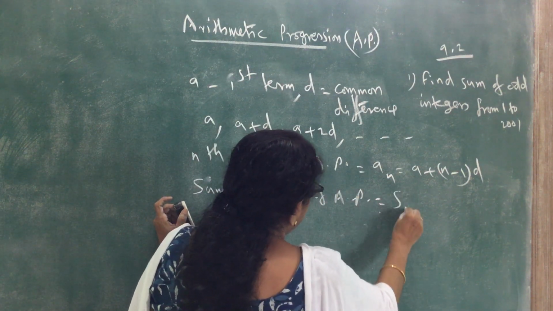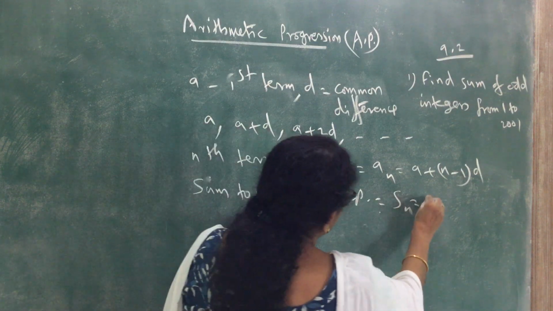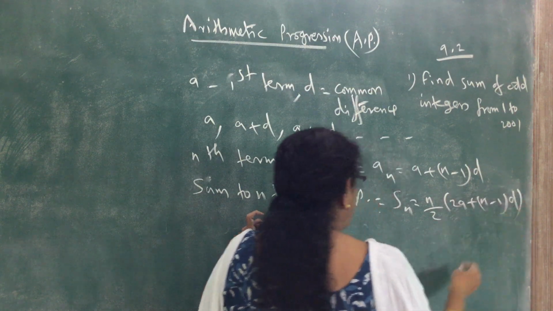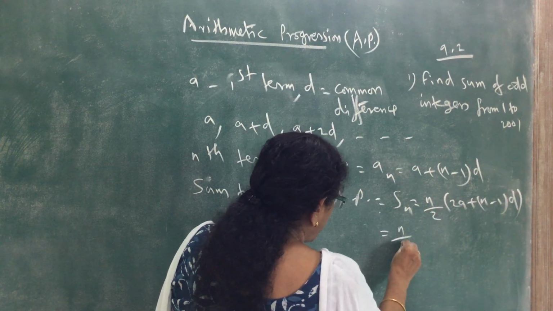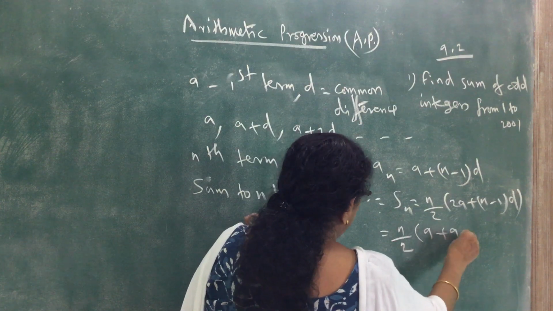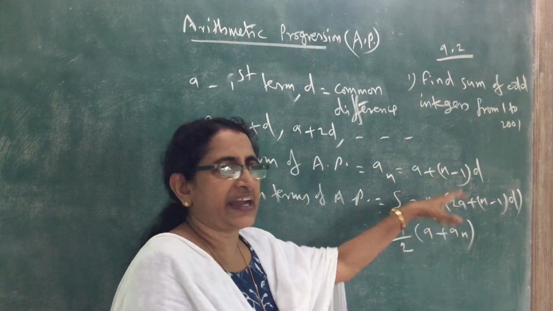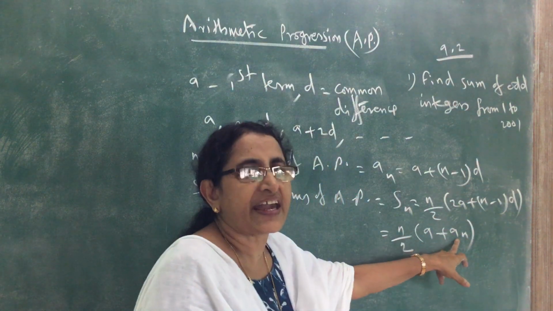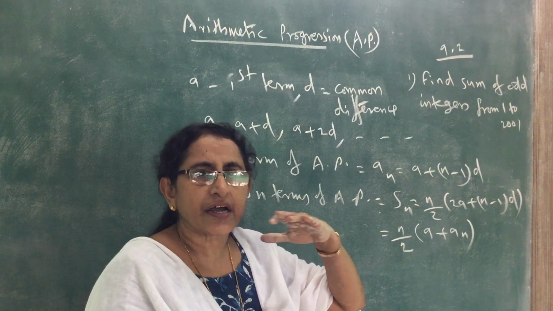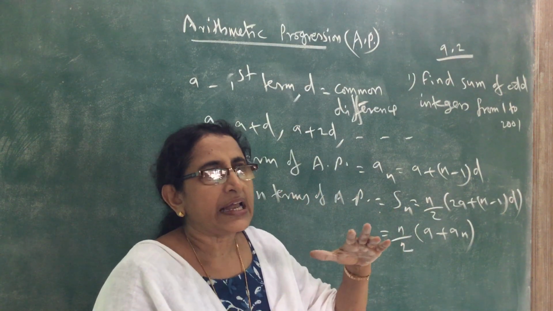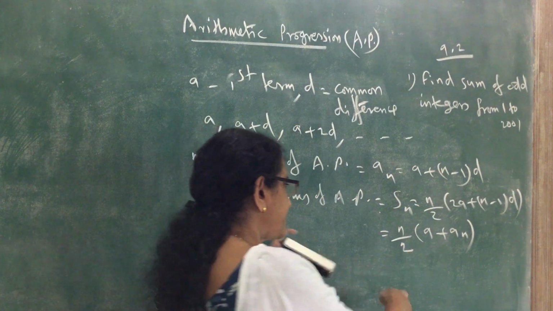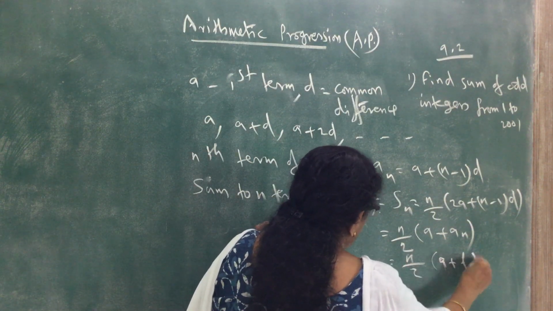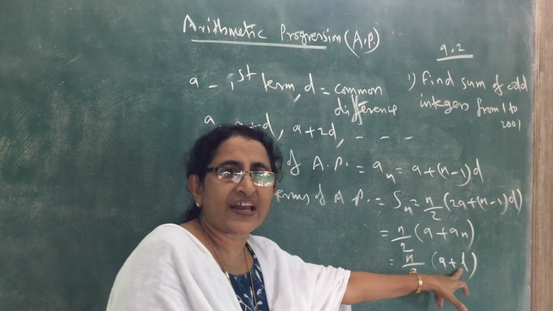Sum to n terms of the AP is given by Sn equal to n by 2 into 2a plus n minus 1 into d. Or that is equal to n by 2 into a plus an, because a plus n minus 1 d is an, the nth term. If there are n terms in an arithmetic progression, the last term will be the nth term. So we can write this as n by 2 into a plus l, for an we can write l, the last term.